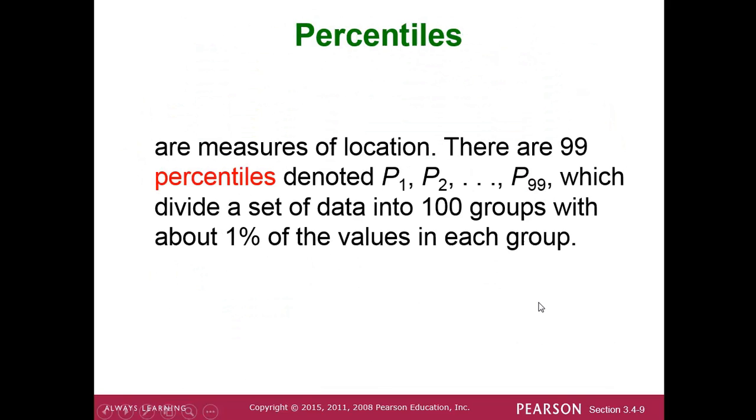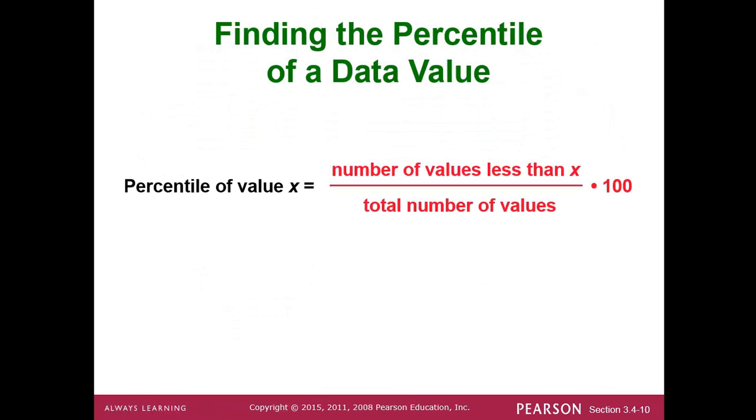You've probably heard about percentiles before. They are measures of location. They are used when you have a larger data set and you want to divide your data into 100 equal parts, with about 1% of your data in each group. The fastest way to find the percentile of a data value is to take the number of data less than the x value that you are working with and divide by the total and multiply by 100.